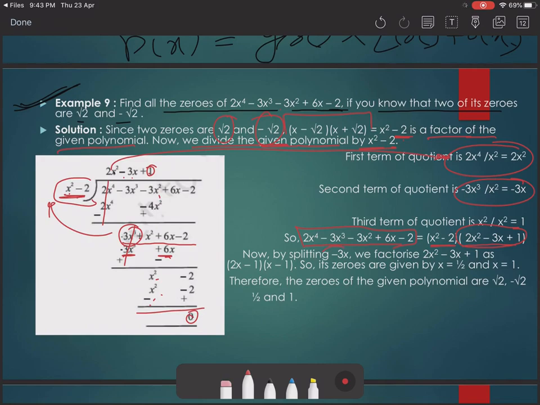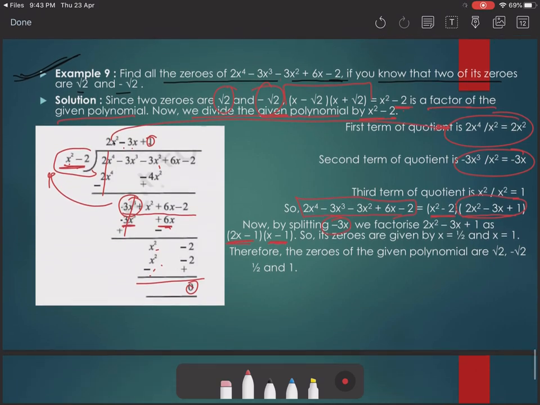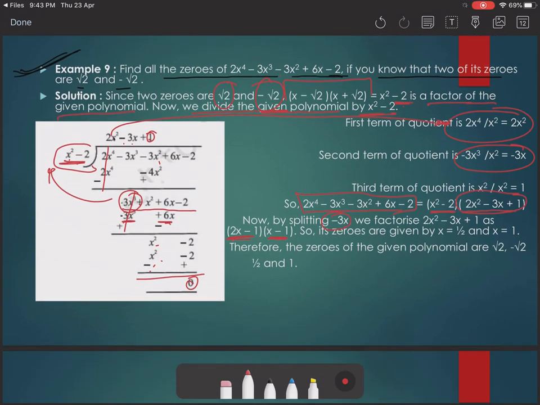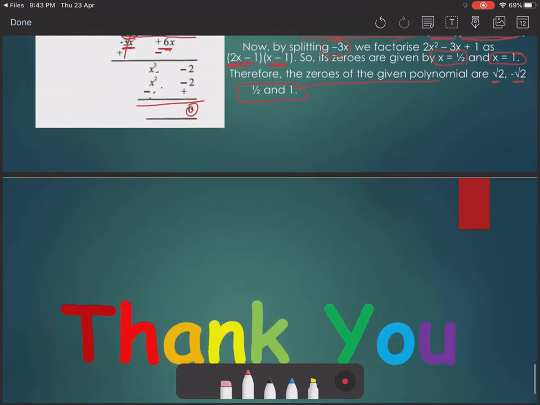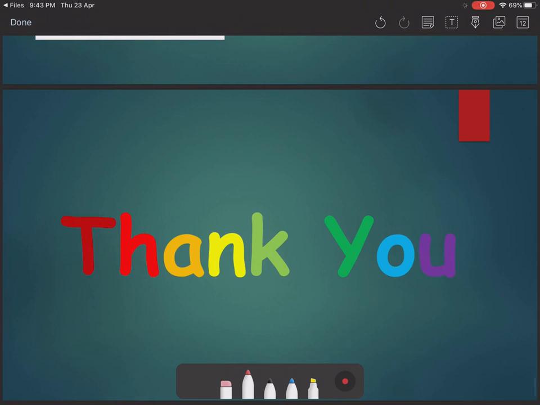Therefore, we split the middle term minus 3x. We get factors 2x minus 1 and x minus 1 by the middle term splitting method. From first, we get x equal to 1 upon 2, and from second, x equal to 1. Therefore, the zeros of the given polynomial are root 2 and minus root 2, already given, and 1 upon 2 and 1, which we find here. Thank you. This is your chapter.